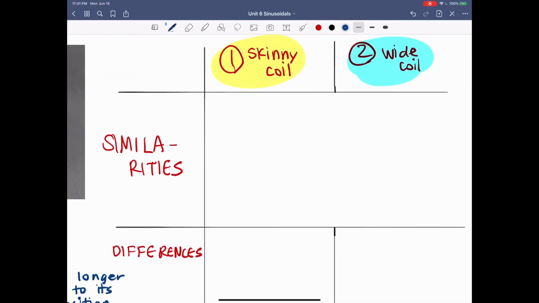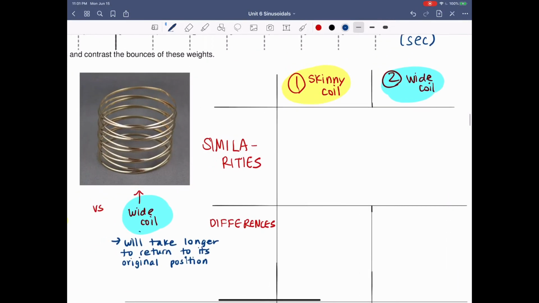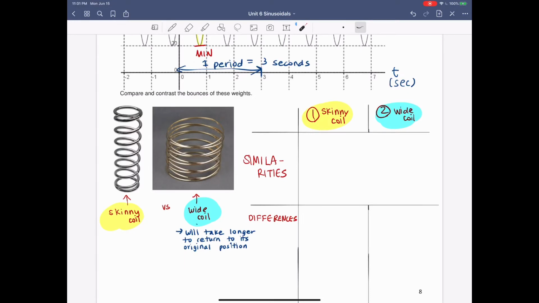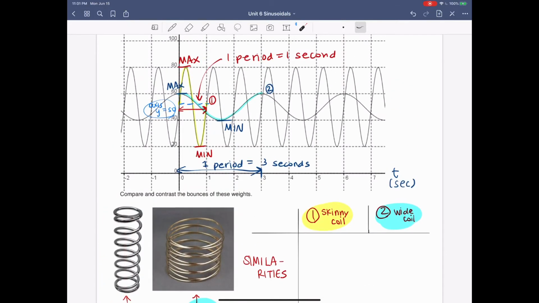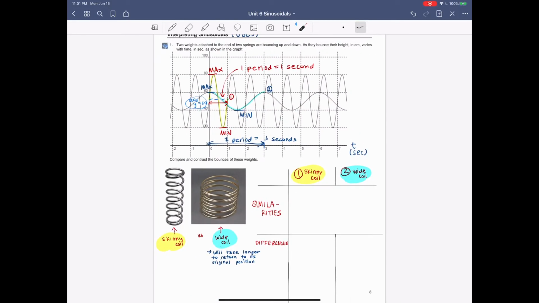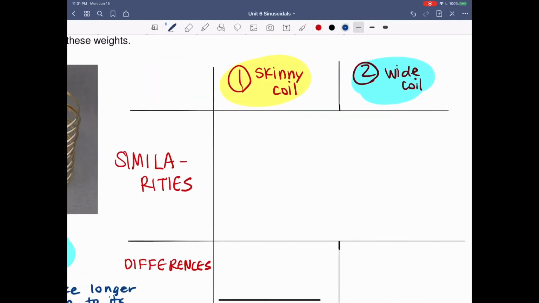So let's look at some of the similarities and differences. For instance, skinny coil versus the wide coil, you notice that you have a consistent radius throughout. So you're having this sinusoidal periodic function where the oscillation is consistent. It's not decreasing in size as time goes by, because it's not a coil that changes in its radius size. So I noticed that is one similarity between the two.